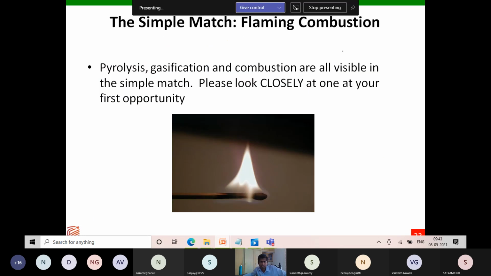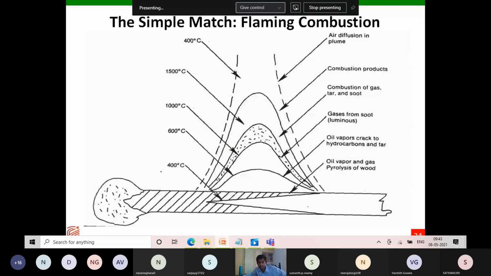Simple match flaming combustion. Why are we telling this? Till now we have seen different technologies like pyrolysis, digestion, gasification, etc. In the simple matchstick also, we can see these pyrolysis and gasification technologies. So that is why I am going to tell you about this. When a matchstick is burned, when you look at it closely, we can see all these things. We can see that in this region there is pyrolysis taking place, giving oil, vapor and gas. What is pyrolysis? Burning of the fuel without supply of oxygen.